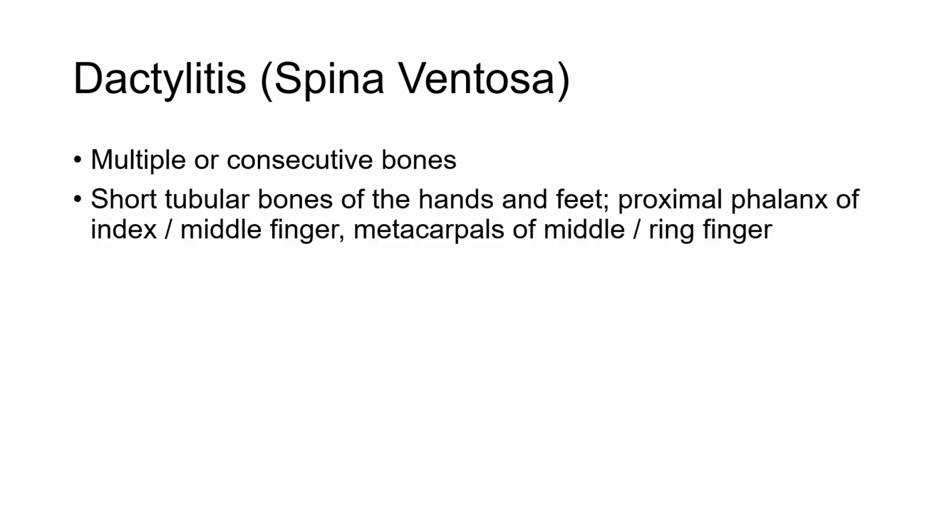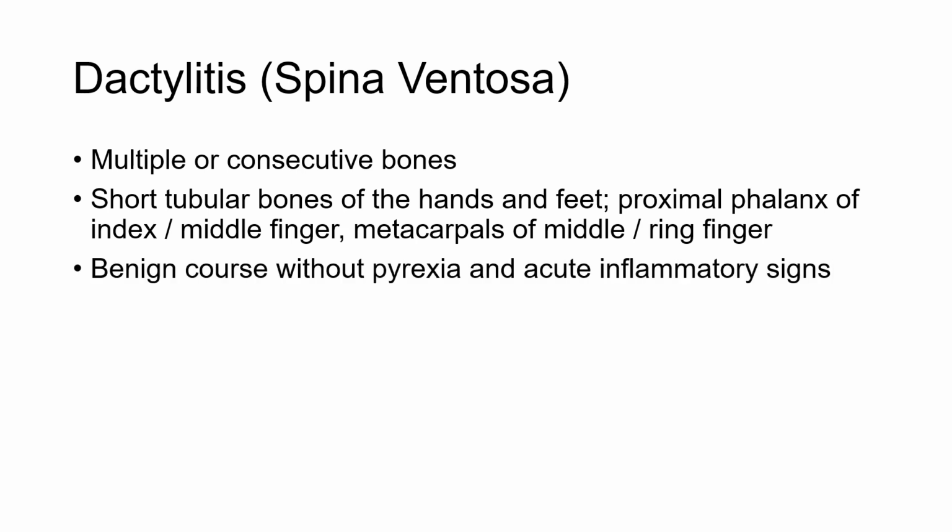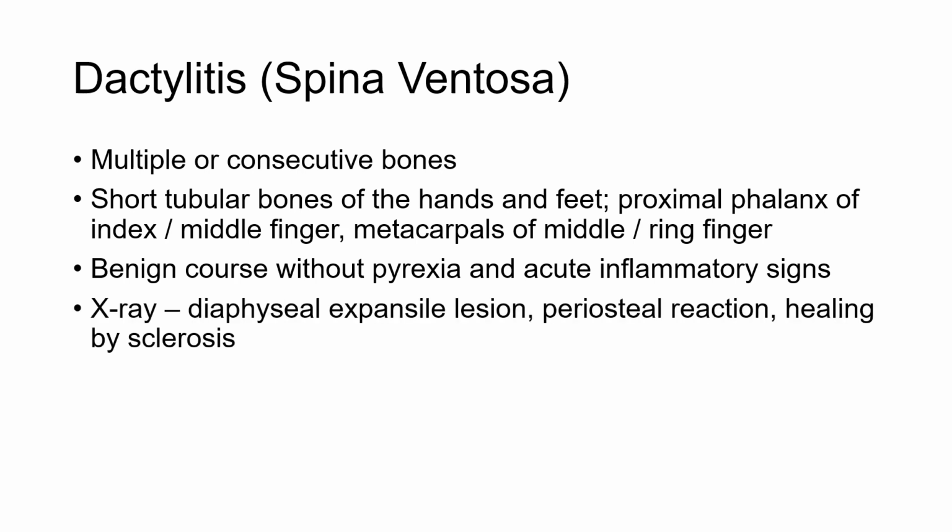So what is dactylitis or spina ventosa? It can affect multiple or consecutive bones. Short tubular bones of the hands and feet are usually affected. The proximal phalanx of the index and middle finger and the metacarpals of the middle and ring finger are the commonest sites usually. It has a benign course without pyrexia and acute inflammatory signs, and the X-ray can show a diaphyseal expansile lesion with periosteal reaction and healing by sclerosis.